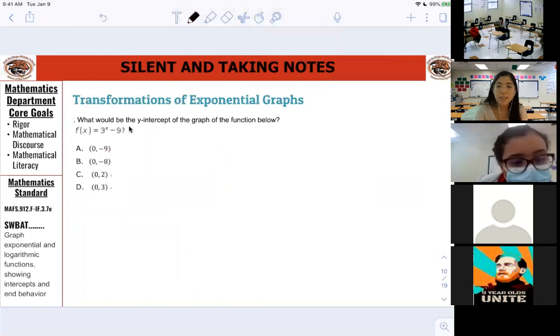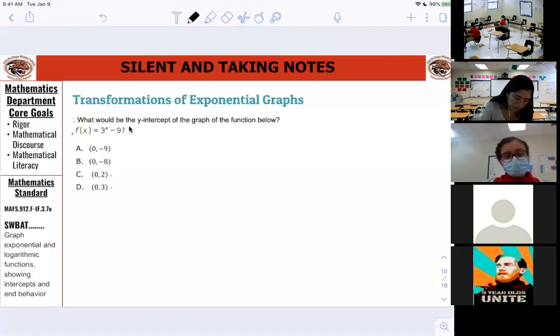Okay, here's one that doesn't have a graph, but it's the same concept. So let's think about it. Can I have a volunteer read? What would be the y-intercept of the graph of the function below? F of x equals 3 to the power of x minus 9. Good. And let's get in the habit of saying not 3x, but 3 to the power of x, because 3x just sounds like I'm multiplying. Okay, so I have 3 to the power of x minus 9. So what type of transformation do I know that's going to be?